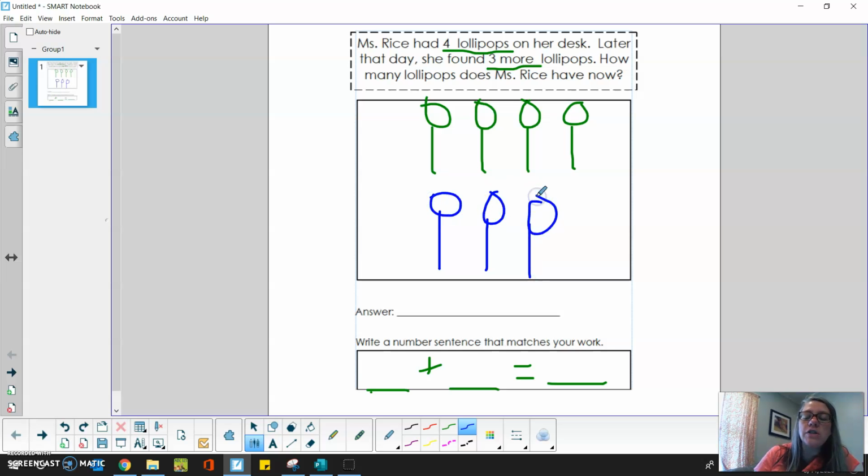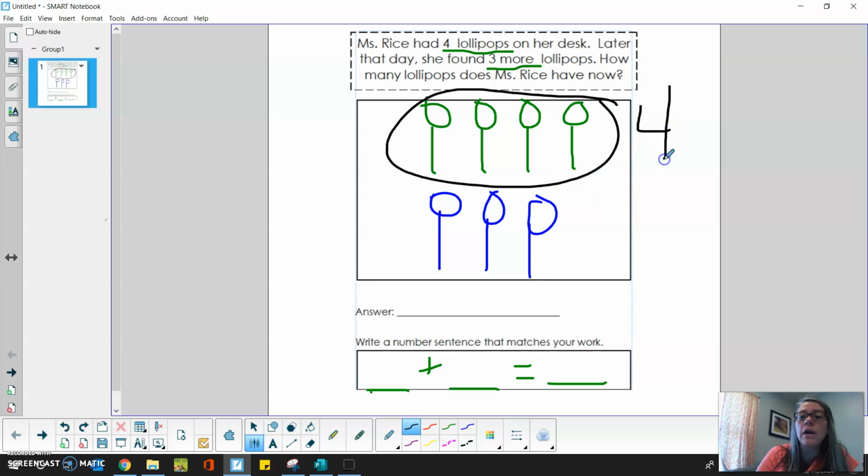Well, goodness gracious, how many lollipops does she have now? I know she started with how many? That's right, she started with 4. Do you think we can count on from there? Remember, we're going to put 4 in our head and then count the rest of them. So we have 4, 5, 6, 7. Did you get 7 lollipops too?